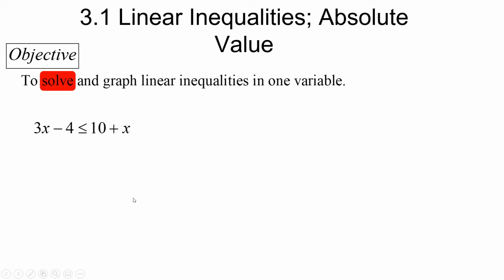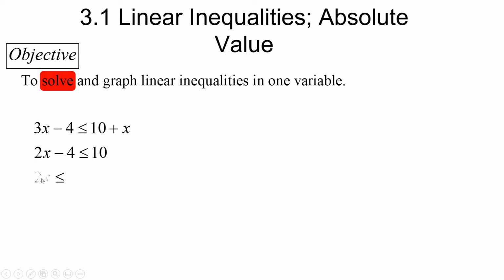All right, so here's a typical linear inequality. Note it's linear because the highest degree term is first degree, and it's an inequality because we have that inequality symbol, less than or equal to. So Algebra 1 right now, let's solve for x. The first thing I would do is subtract x from both sides to get my x's on the same side. So 3x minus x would be 2x, and then minus 4 still there is less than or equal to 10. And now let's add 4 to both sides.